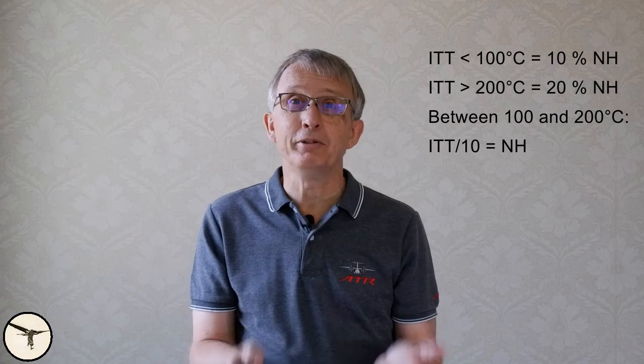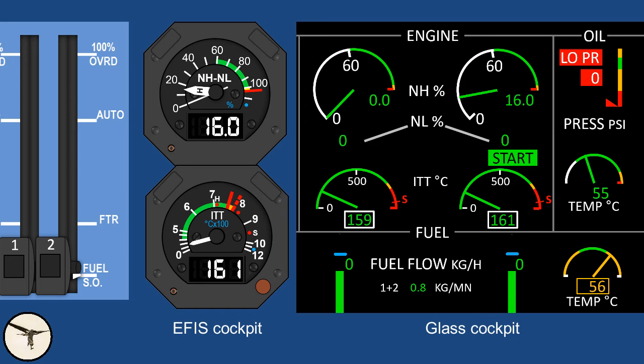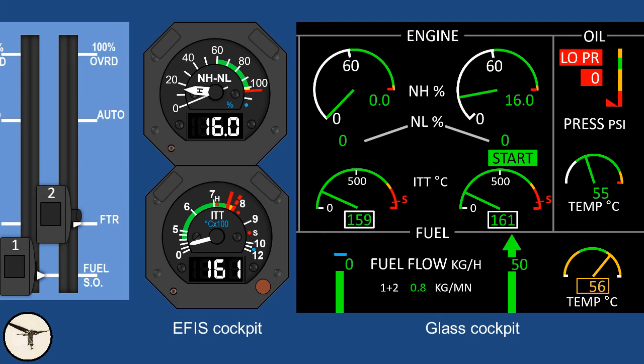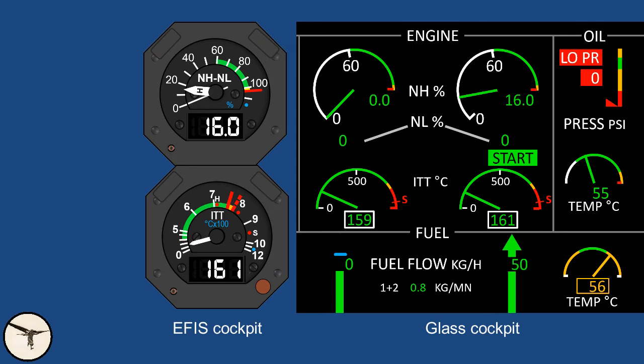When ITT is between 100 and 200 degrees Celsius, you move the condition lever to feather when NH is 1/10 of the ITT. For example, ITT is 160 degrees. You move the condition lever to feather at 16% NH. This allows for some extra cooling of the turbines. When you move the condition lever to feather, you start the stopwatch.